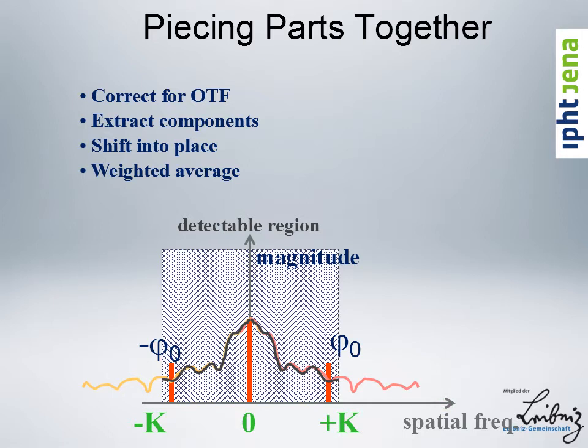So you typically do this with a Wiener filtering approach, and so in the end you have a total transfer function that is twice as wide as the original transfer function, and you've measured your object information to double resolution, and that's structured illumination.